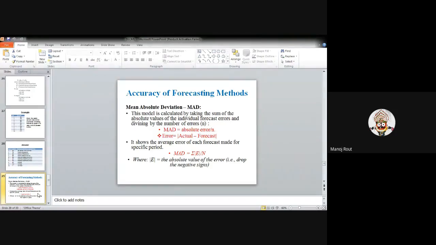And summation of E is the absolute value of error, that is, drop the negative sign. Just note down these bold red color formulas only. Then we'll solve some numericals in the upcoming classes.